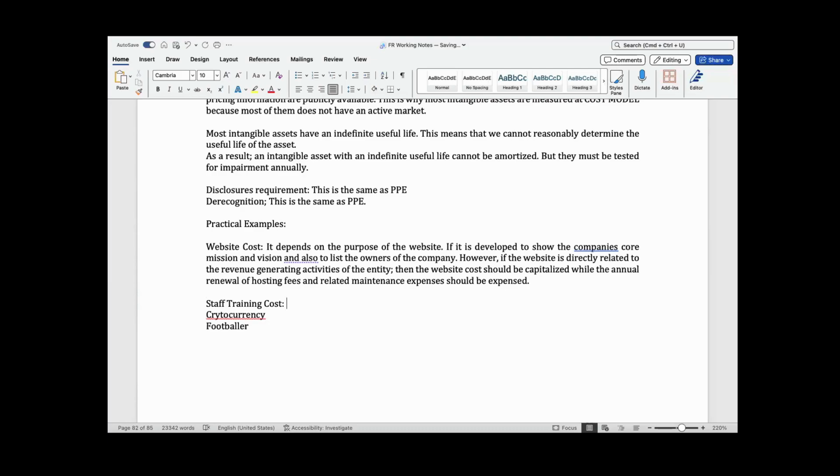So Olamilekon, you tried, but you're almost there. Now let's go to staff training costs. So you send your staff abroad to go and train, to go and learn skills. You spend a lot of money. So you are the accountants of that company. Are you going to capitalize this cost?